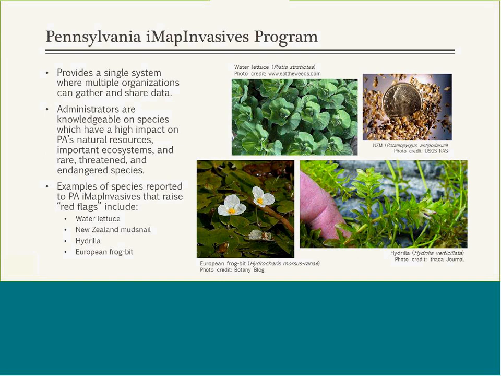Here, I have some photos of species that have been reported in iMapInvasives in the past, and these would be species, among many others, that raise red flags for us. These are species we really want to make sure we get a good handle on because they could have a big impact on certain species that are native to this region. So we have water lettuce, New Zealand mud snail, hydrilla, and European frogbit pictured here. But just keep in mind there is a slew of species that could go on that list, and these are just a few of them so that you are aware.